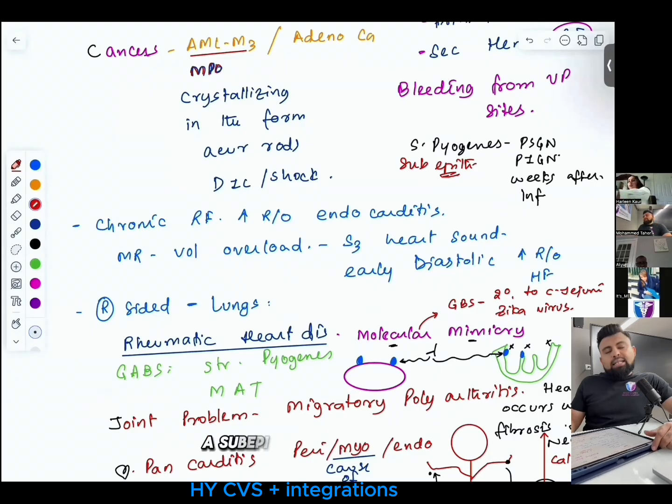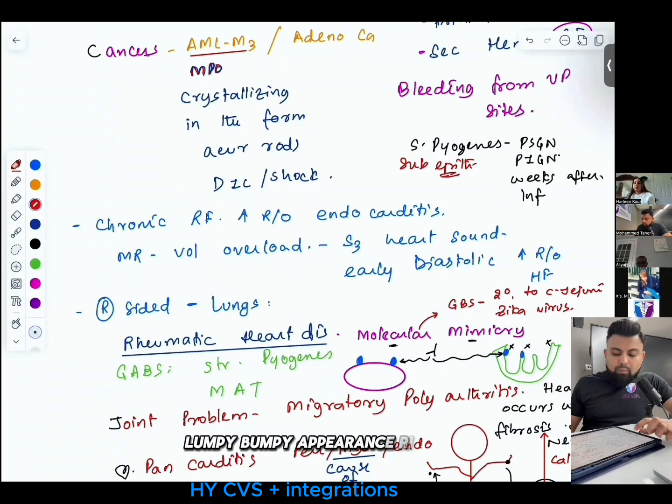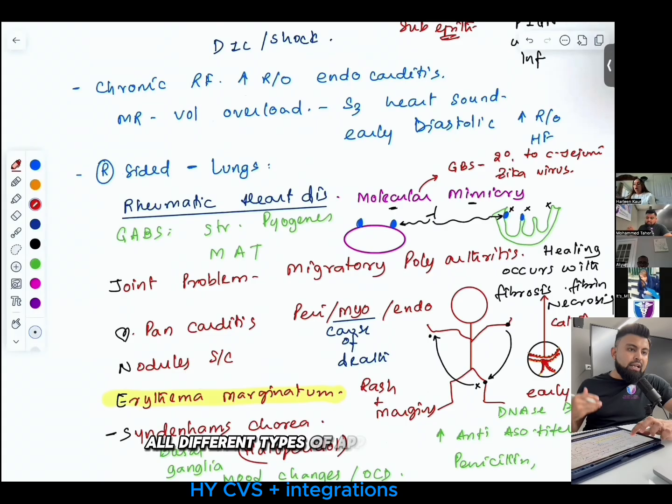Epithelial deposits, subepithelial, starry sky, lumpy, bumpy appearance, right? I hope you remember all these different types of appearance, right?